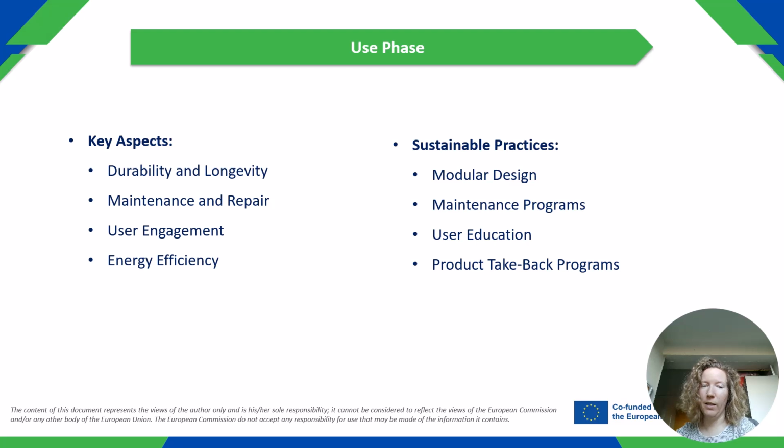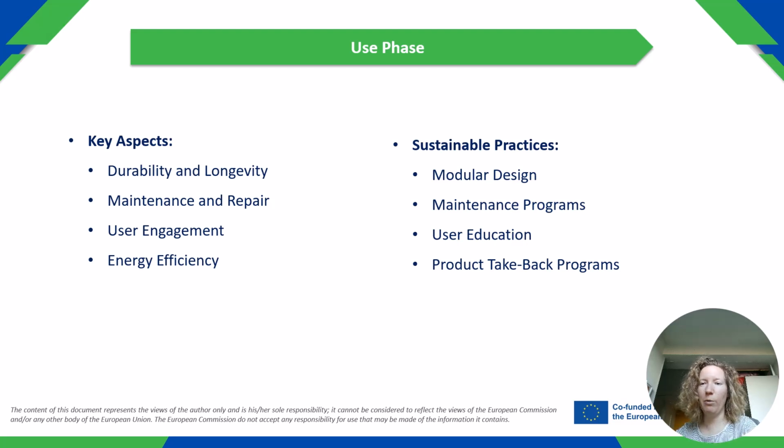Energy efficiency is also very important. For example, low energy use. For furniture with integrated electronics or lighting, we need to ensure that these components are energy efficient. There are also sometimes smart features, and this means that incorporating smart features will optimize energy use, such as sensors that adjust lighting based on occupancy.